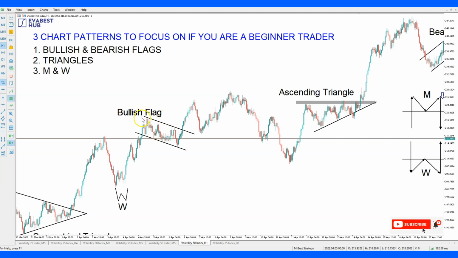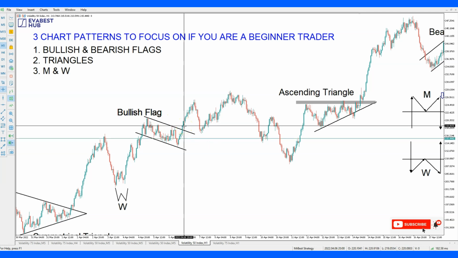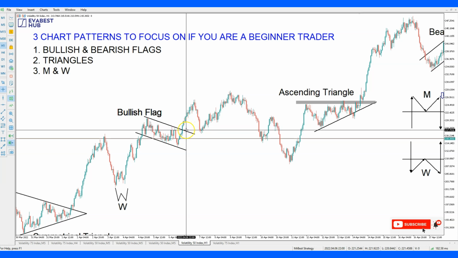And it should be this flag called the consolidation, and the market should be tilted to the downside. You can see it slightly tilted to the downside. So what you're anticipating is what? Price to break and close above this upper trend line, like in this example here. So this is where you will be entering your trade. And in this example, you can see that there was no pullback to the downside.